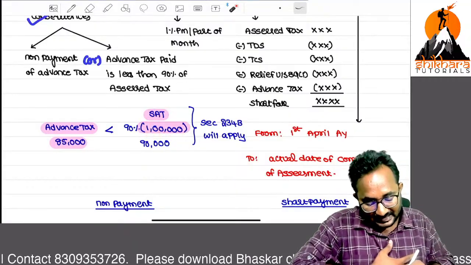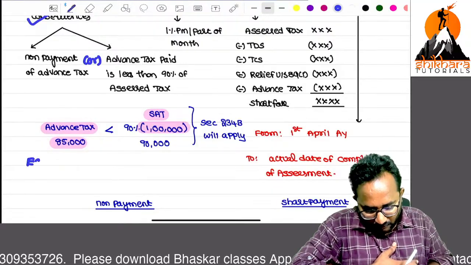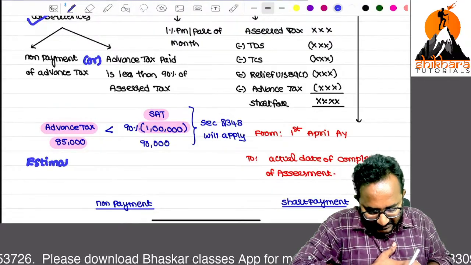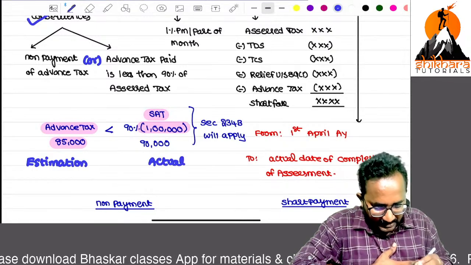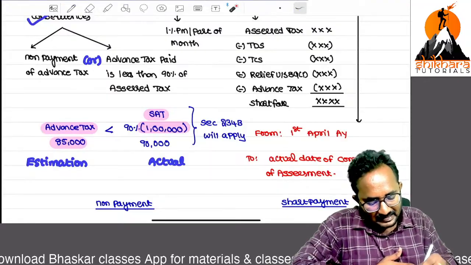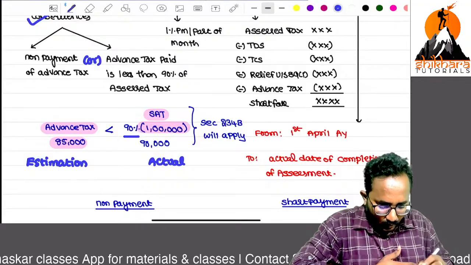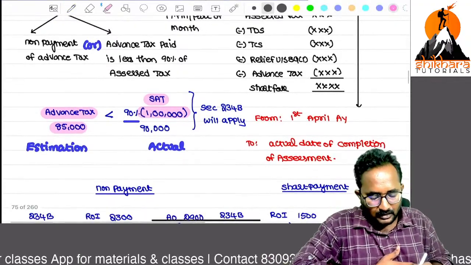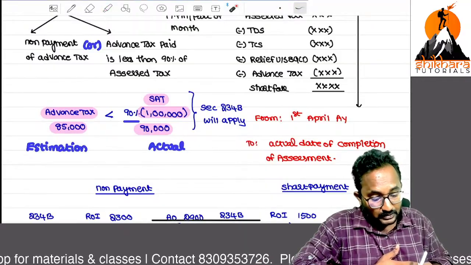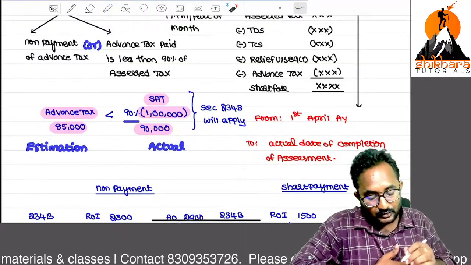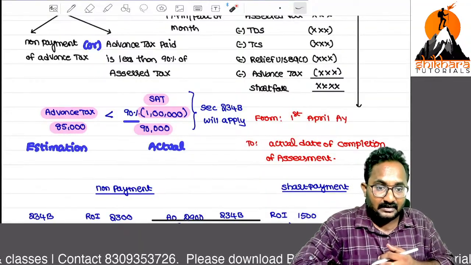Sir, this advance tax you paid is based on estimations. How can we match the estimations-based payment of tax with the actuals? That's why you are given relief: there is no need to pay the full 1 lakh. At least if you match 90% also, okay. But as per their expectations, they want the total advance tax of 90,000, and you paid only 85,000.